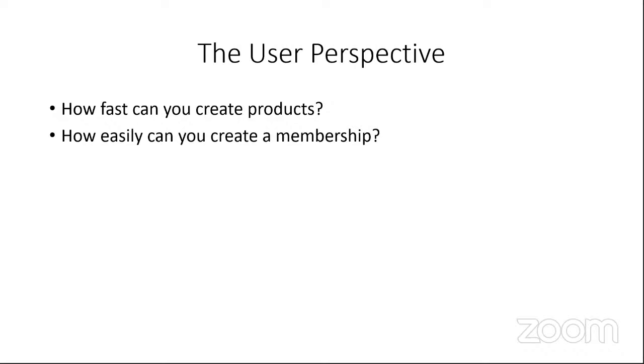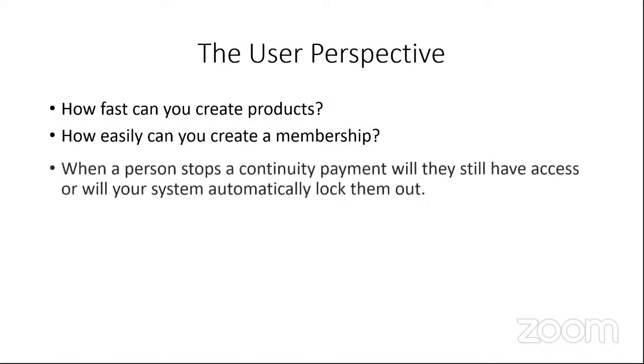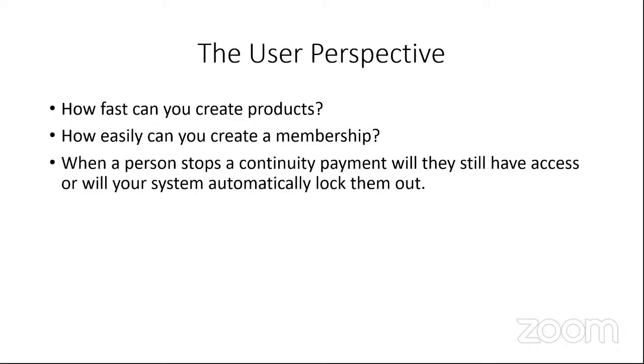Because, and I'll get to this in a minute, you need to be able to put these things together on the fly, whether you're doing it for a customer or for yourself. When your customer stops paying your continuity payment, when they decide they're not going to pay you monthly, or they run out of money, or something happens, your system needs to automatically lock them out. Automate it.